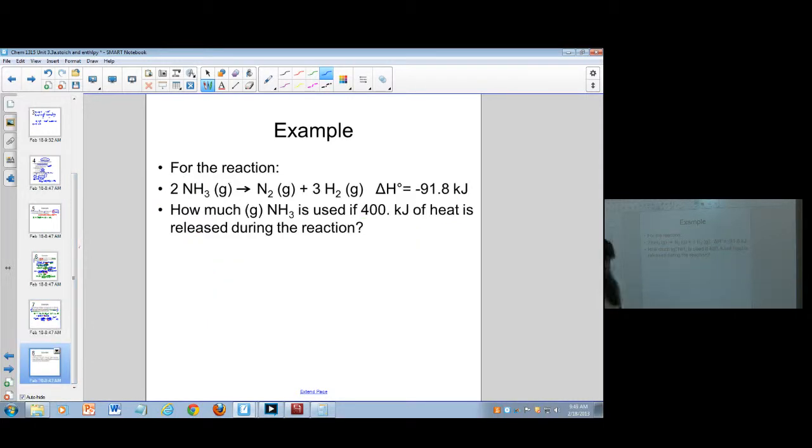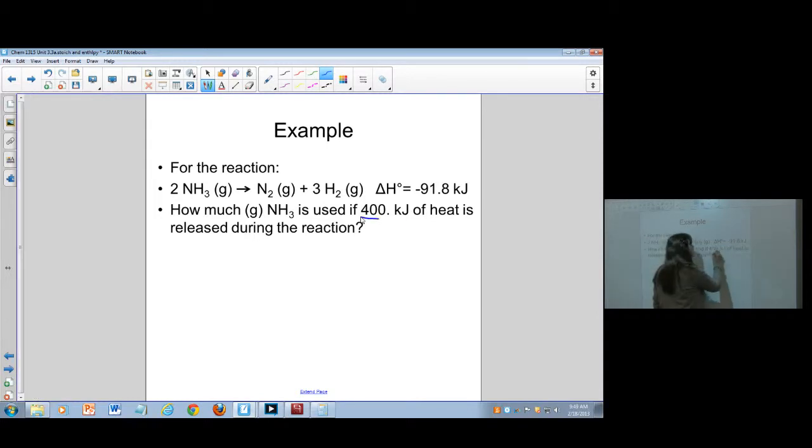All right, another example, only this time we're starting by being told for this reaction that we get 400 kilojoules of heat released. Okay, I don't know where that came from. Oh no, that's right, minus 91.8. I'm sorry, that's right. That's this value for ammonia forming nitrogen gas and hydrogen gas. All right, so in this case, we want to know how much ammonia was used if we get 400 kilojoules.